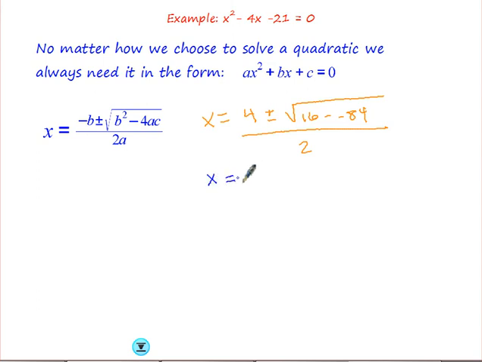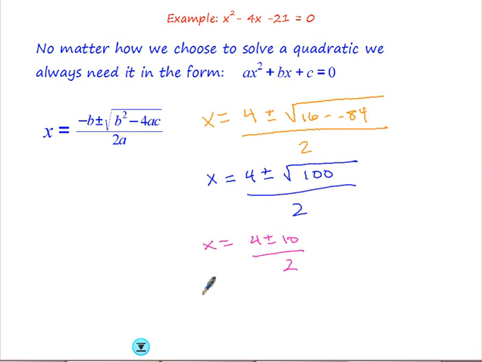So then, next step, x equals 4 plus or minus the square root of 16 minus negative 84, which is 100. And again, still all over 2. Good math habits to have, just to work your way down in a problem, doing a little bit at a time. This becomes 4 plus or minus 10 over 2. And then here's where I'm going to split the problem into two parts. I'm going to do x equals 4 plus 10 over 2 and x equals 4 minus 10 over 2.